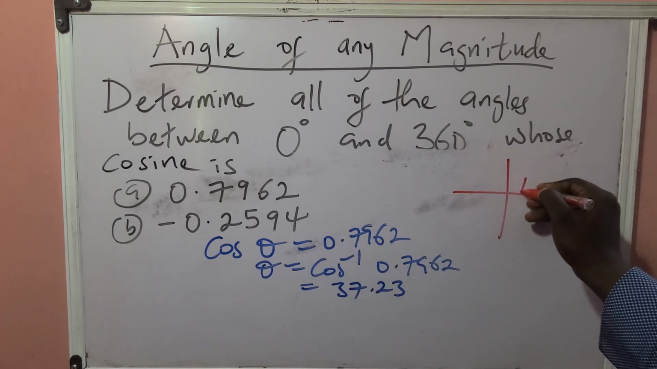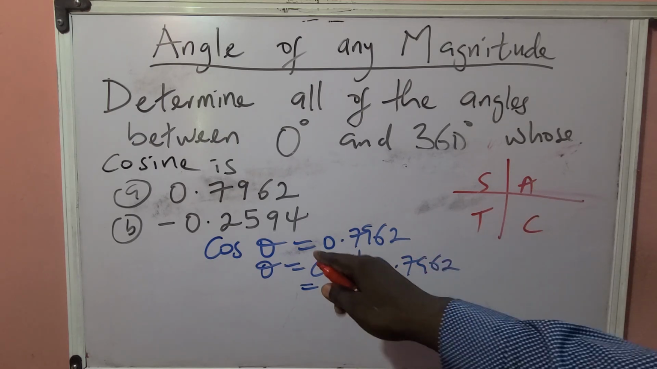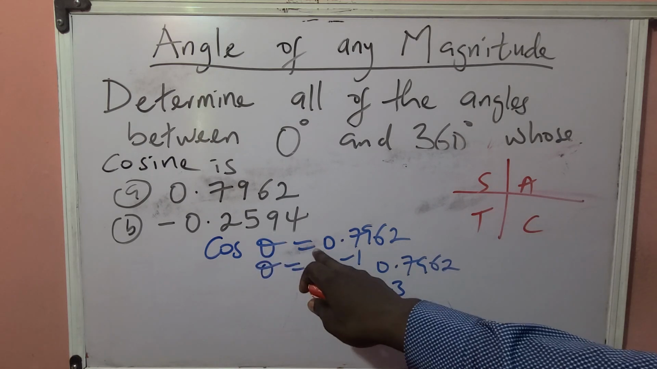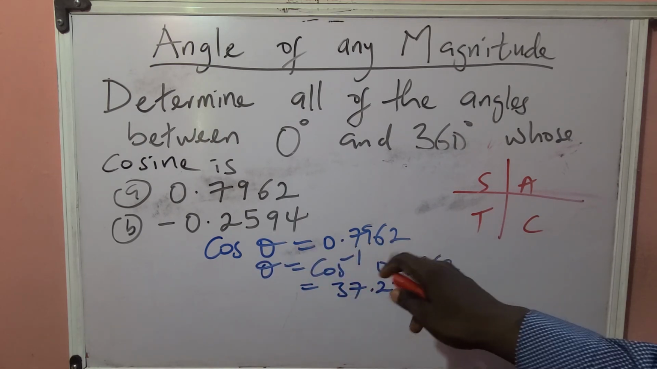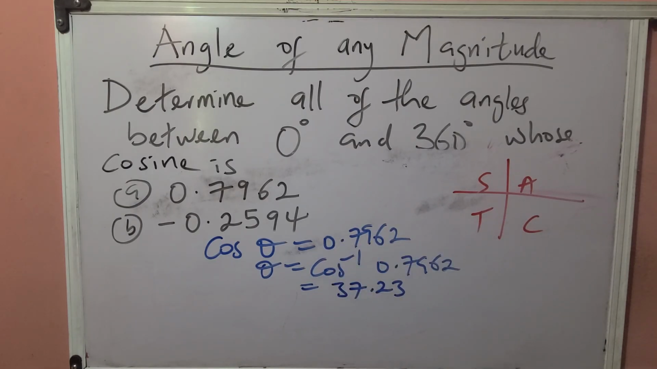We have our quadrant rule, "add sugar to coffee", and in this case we are dealing with the cos of an angle being positive. You see, this is positive 0.7962. So we are looking for what quadrants we have cos being positive. We have cos being positive in the first quadrant and in the fourth quadrant. So we're dealing with quadrant 1 and quadrant 4. Those are the two quadrants we're dealing with, so quadrant 1 and quadrant 4 are our quadrants of interest right here.